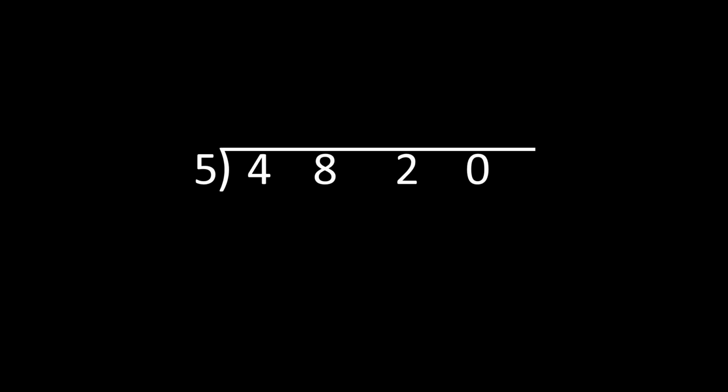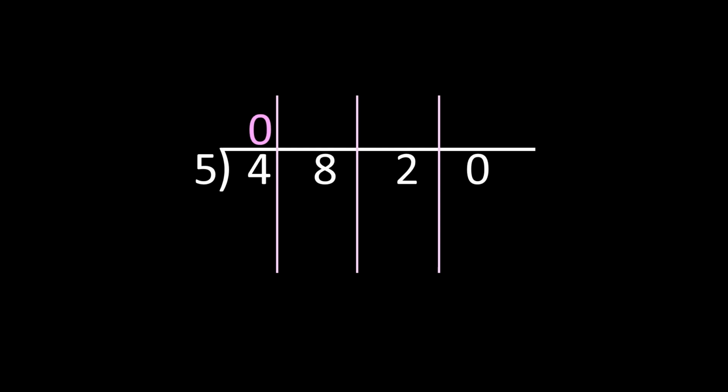We are going to divide 4,820 by 5. And the first thing I want to do is divide my dividend into sections. And I'm going to put one digit in each section. And I'm going to start in the first section with the 4. 4 divided by 5 is 0. So I've divided. My next step is to multiply. 0 times 5 is 0. Then we subtract. 4 minus 0 is 4.